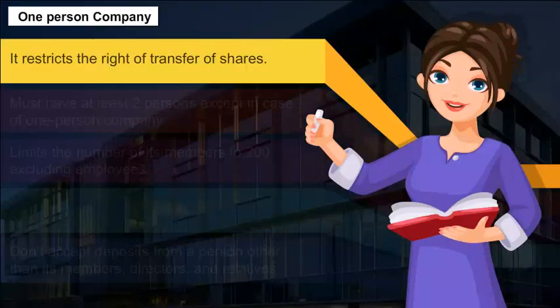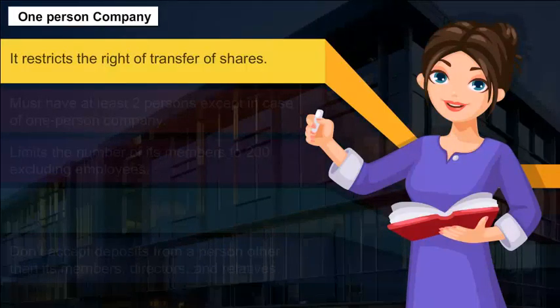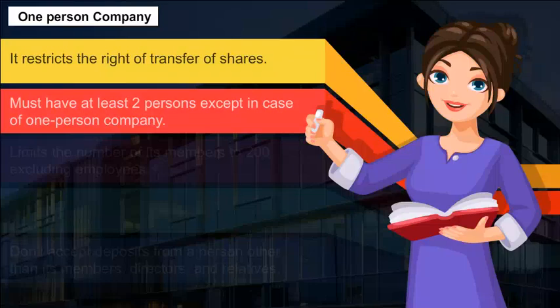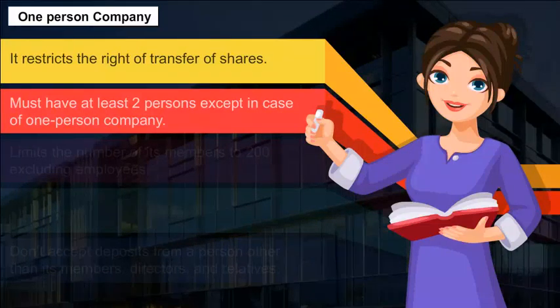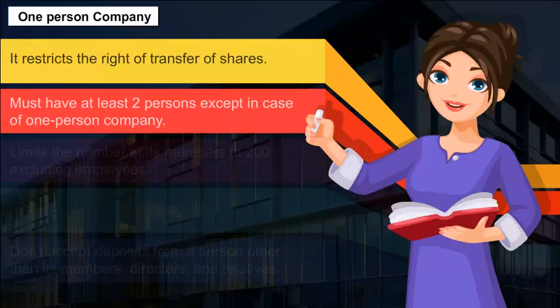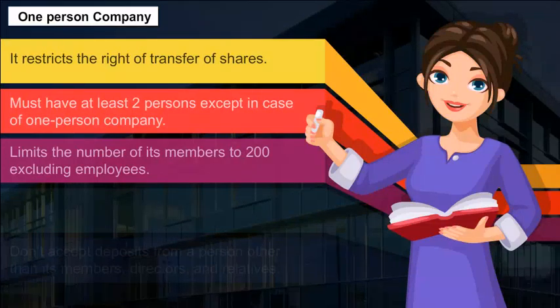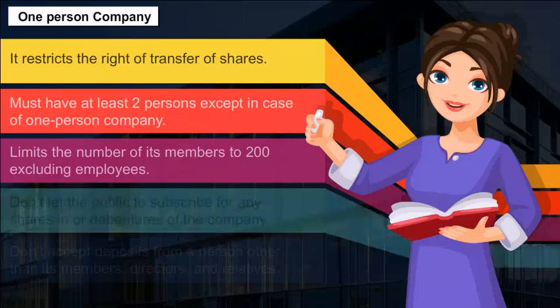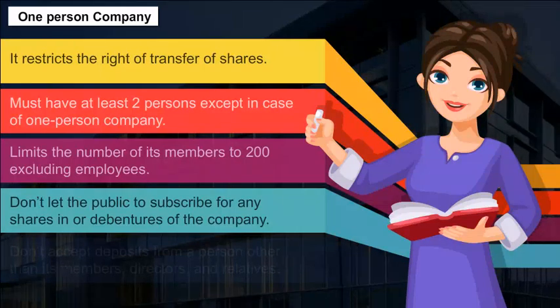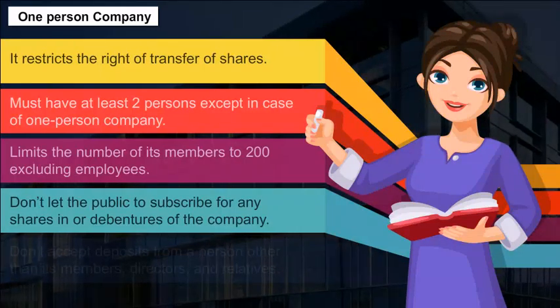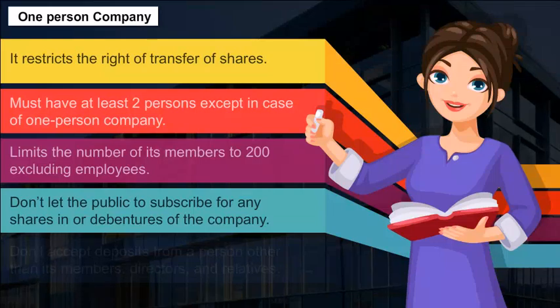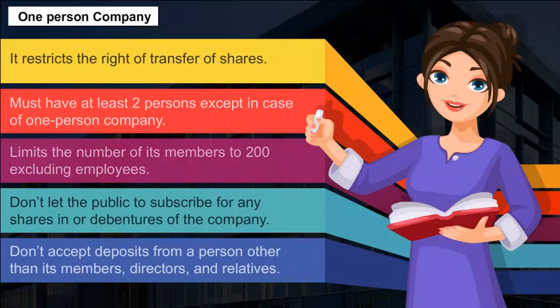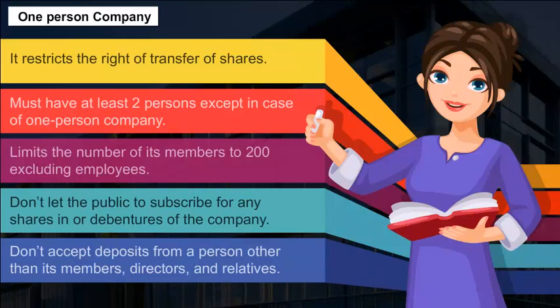It restricts the right of transfer of shares. Must have at least 2 persons except in case of one-person company. Limits the number of its members to 200 excluding employees. Doesn't let the public subscribe for any shares in or debentures of the company. Doesn't accept deposits from a person other than its members, directors and relatives.